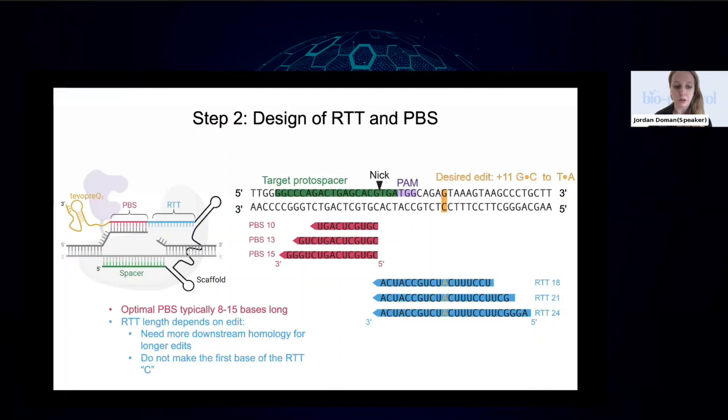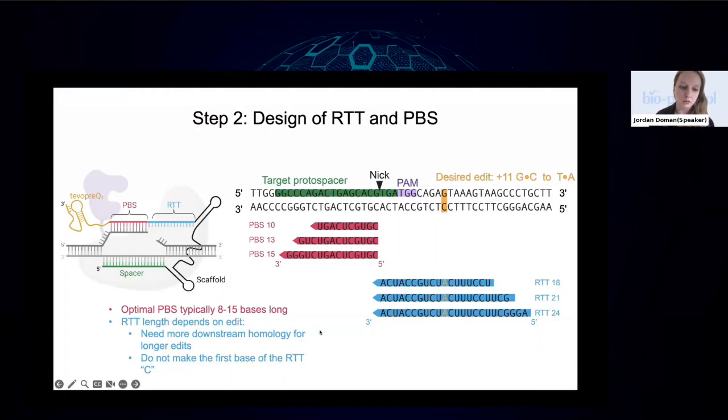The RTT is a little bit more complicated because it depends on the edit that you're encoding. So you definitely want to have downstream homology no matter what the edit is. But what we typically do in the lab is if we're doing a small change, like a single base pair change, you don't need so much downstream homology, maybe 10 or so bases. We're varying the total RTT length between 18 and 24 for this edit. But if you had a longer edit, maybe you're inserting a FLAG tag like people have done in the original prime editing paper, you would want more downstream homology because of the larger change. So that's one thing to keep in mind.